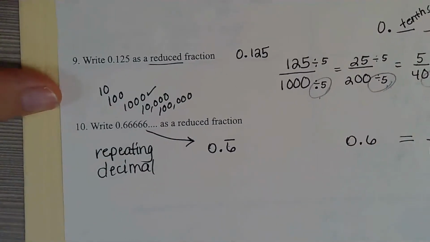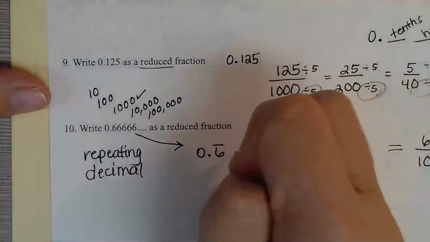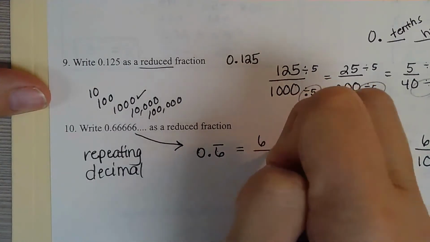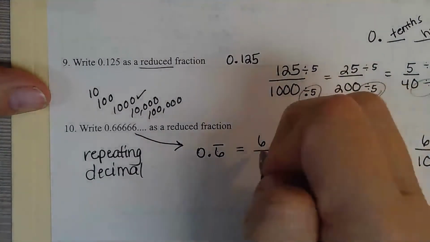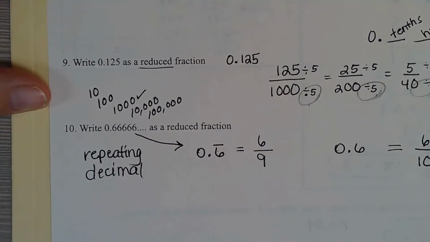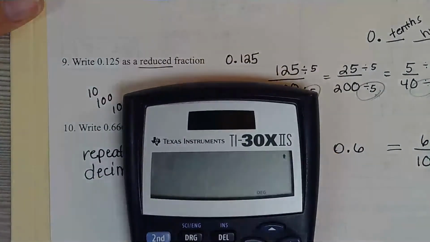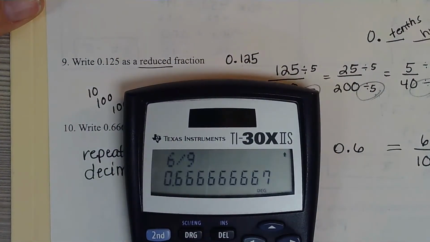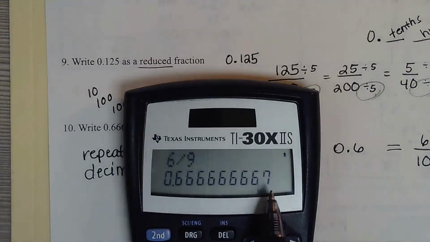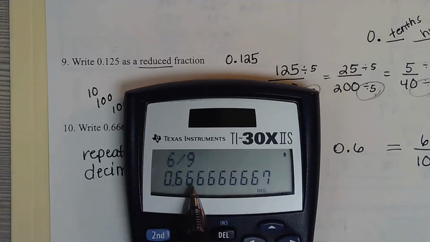The trick with these that repeat, your 6 is still going to go on top. But instead of putting a 10 on the bottom, we're going to put a 9. Now look what happens. If I do in a calculator 6 divided by 9, there it is. Now you may be thinking, why is that 7 there? That's not 0.6 repeating. There's a 7. The reason there's a 7 is because these calculators will round up. It takes up the whole screen. They run out of room. So they say, well, I'm going to round up. And that's where the 7 comes from. Okay. So this really is 0.6 repeating.